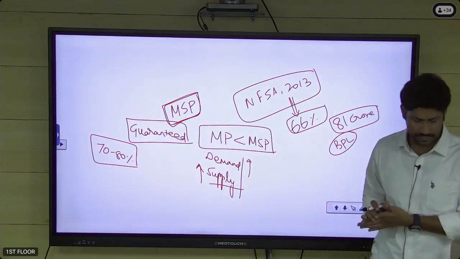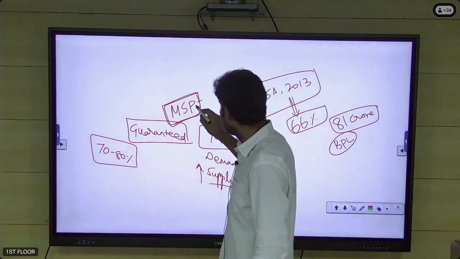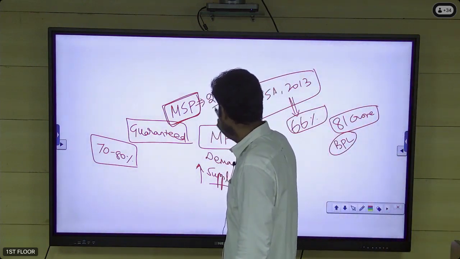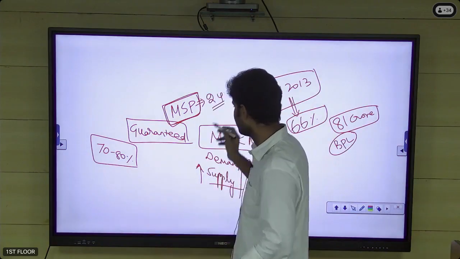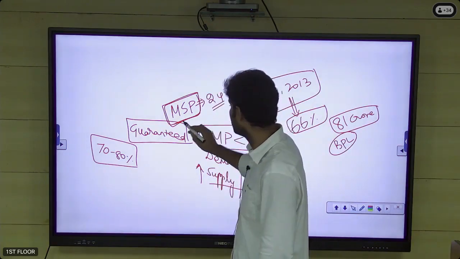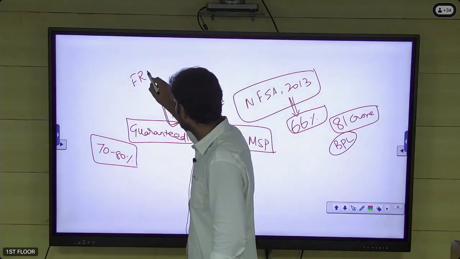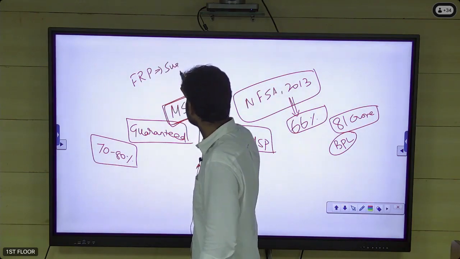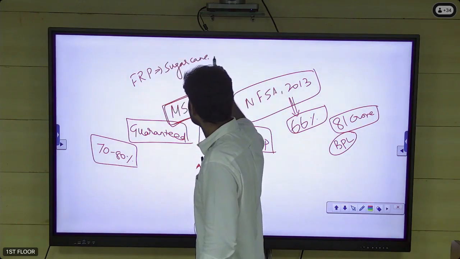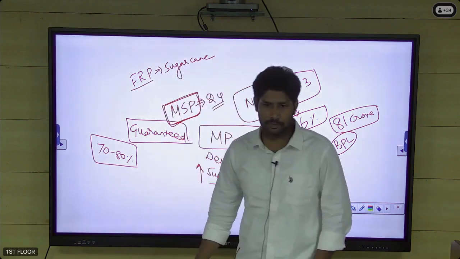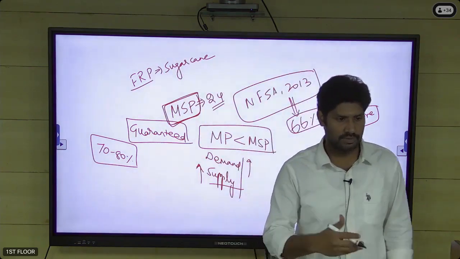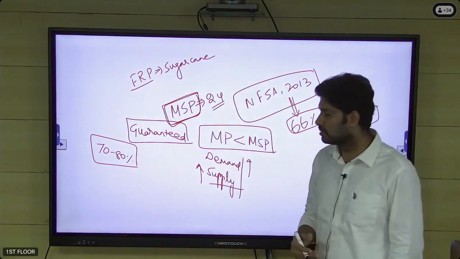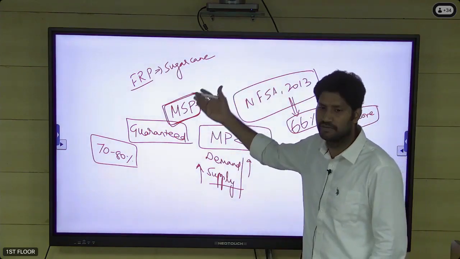MSP and FRP, yes. Actually, there are approximately 24 crops covered under the MSP. In some books they give 23 crops, some books they give 24 crops. FRP is only for sugarcane, the fair and remunerative price. Like MSP for various crops, the government announces a separate price for sugarcane, the FRP.